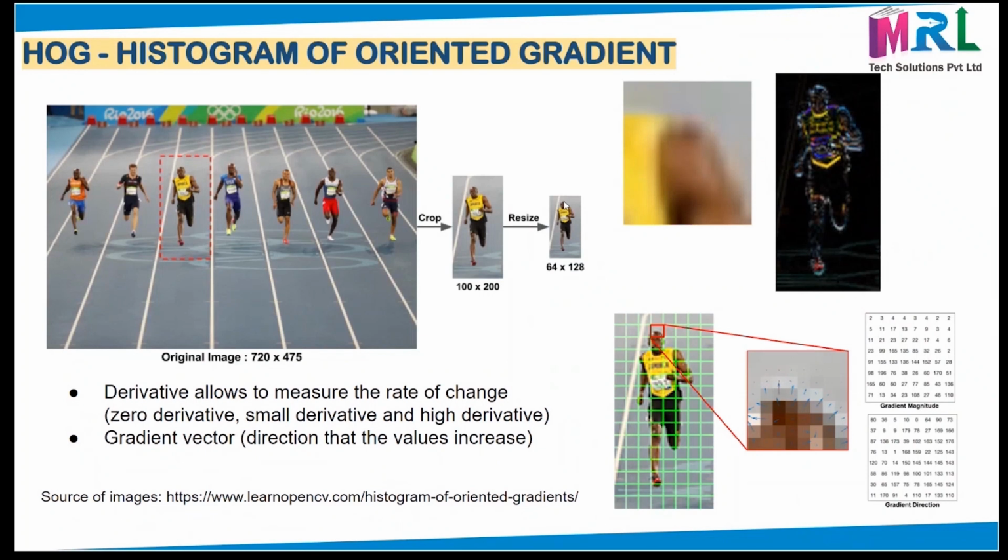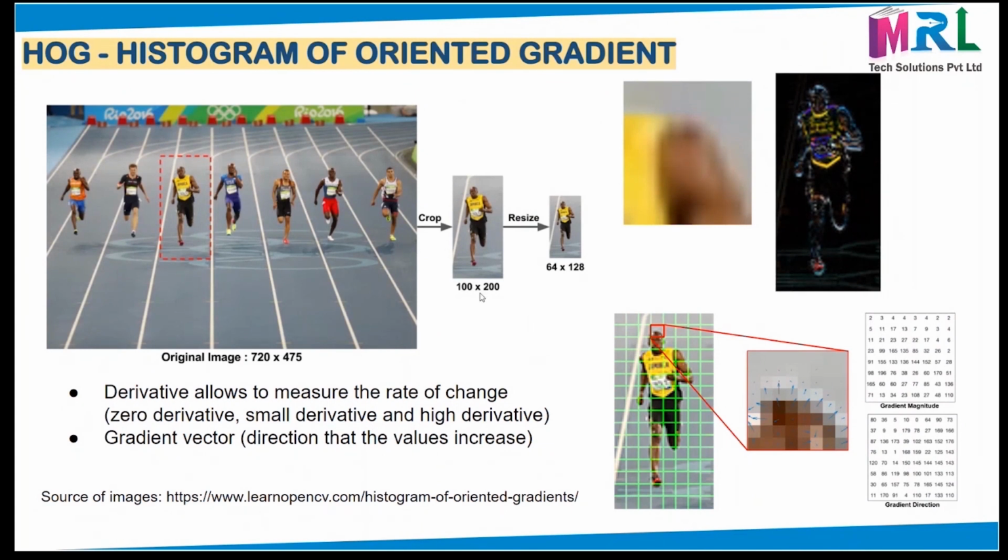Histogram of oriented gradients. So how will HOG work? Initially, if you take the original image, it is 720 by 475 by 3, that is the RGB. Now I'm going to detect this particular person throughout the image. So if I want to detect this person, I'm going to crop.